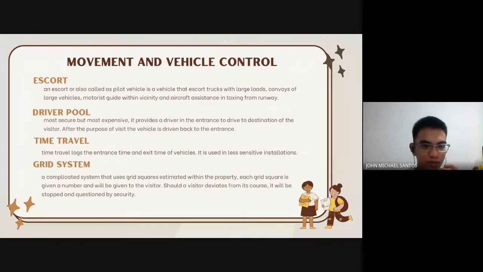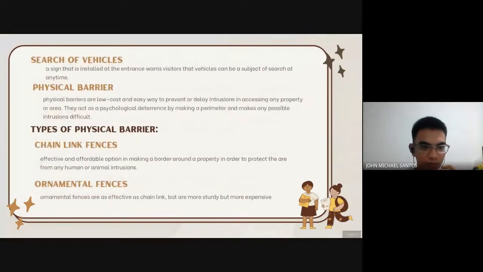Next is the physical barrier, which will be reported by Mr. Pineda.